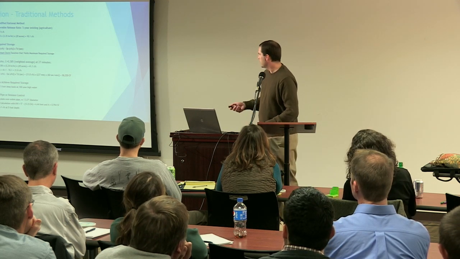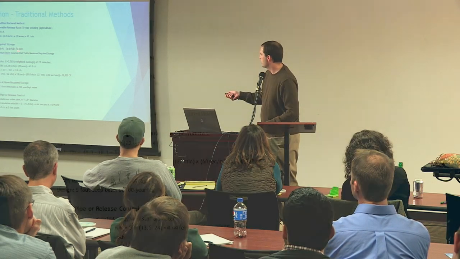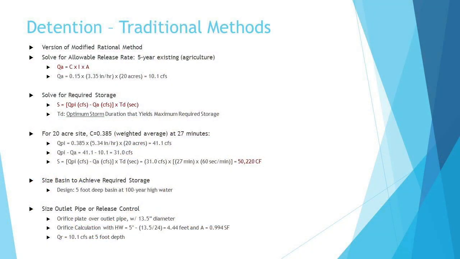So you basically are solving for the required storage with this equation here. And this is in the Iowa Stormwater Management Manual as a reference, though, because we do use it for estimation sometimes still. But for this 20-acre site, the rational method has a runoff coefficient, which runs on a scale from 0 to 1. So it's a little different than a curve number. But it's basically telling you that, whatever it rains, about 38% is going to run off. And then we've got time of concentration at 27 minutes.